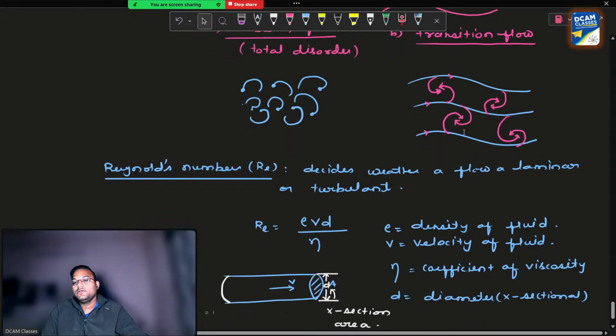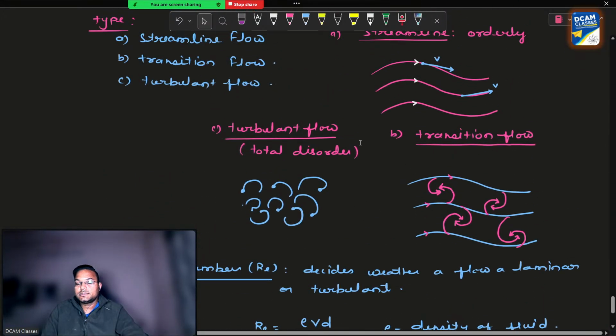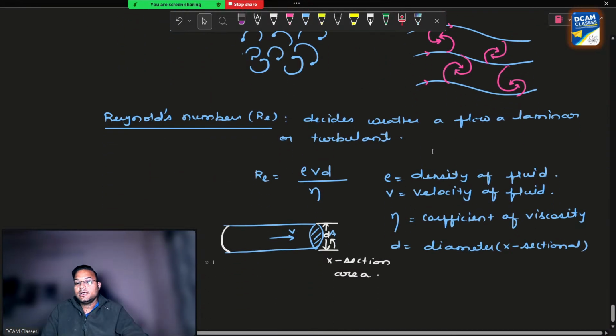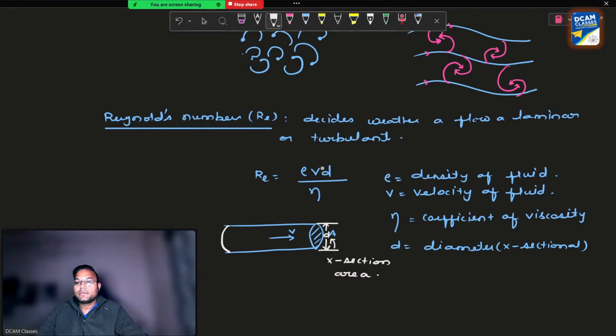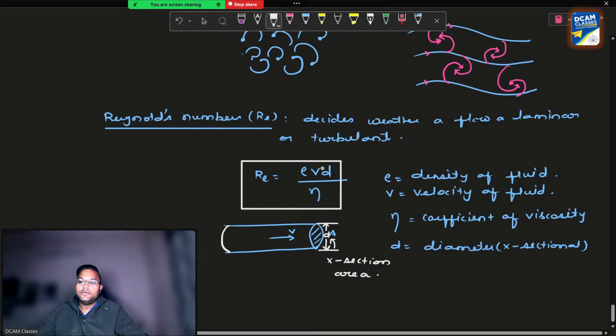Now, how do we know in physics, in fluid mechanics, whether a flow is streamline, turbulent, or transition? We decide according to the Reynolds number. What is Reynolds number? Reynolds number is rho into V into d by eta, where rho is the density of fluid, V is the velocity of fluid, eta is the coefficient of viscosity. What is viscosity? Viscosity is like friction in real life. Friction in fluid is known as viscosity. d is the cross-sectional diameter. This is how we define the Reynolds number.